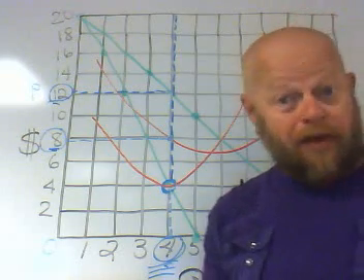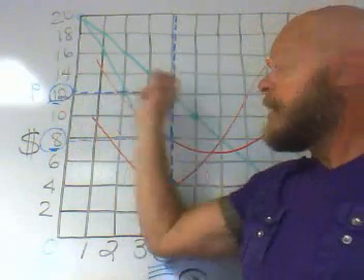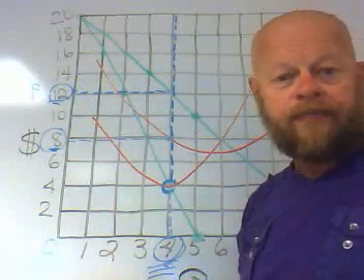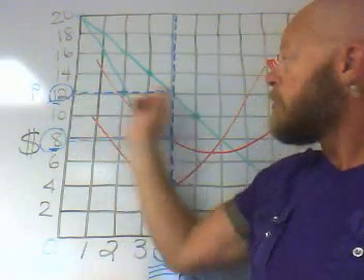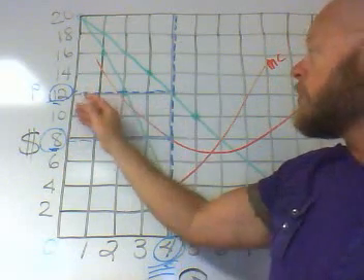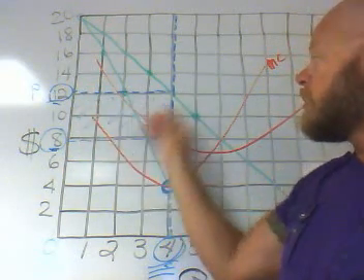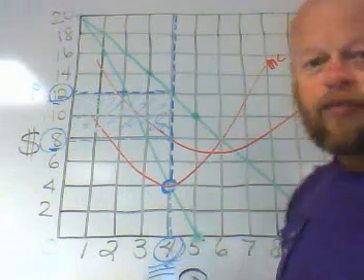And for those of you who like graphs, this box in this dotted area is a graphical representation of your profit. It's the price minus the cost up to a quantity of 4. That's profit.